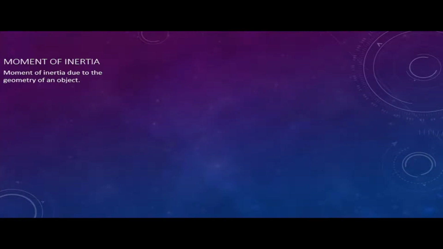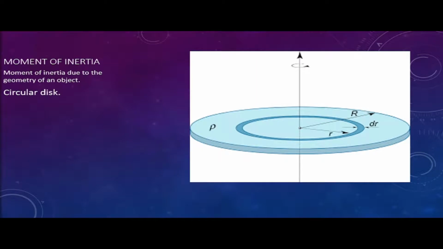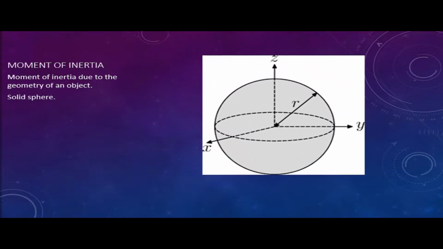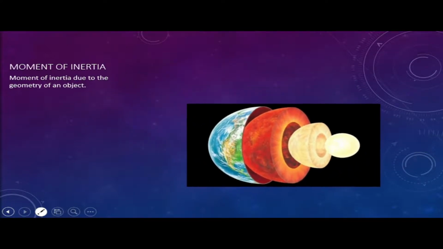We have some more objects like the circular disc, whose figure is shown right here. And we also have a solid sphere, just like the Earth. And we know that it has three axes, namely the X, the Y, and the Z. Now that we have prepared ourselves to undertake the calculation for the moment of inertia of the Earth, here is our planet Earth, and there we go.